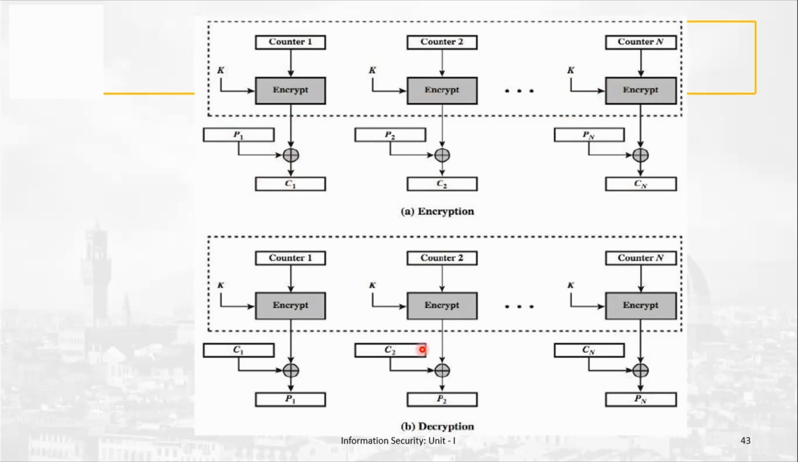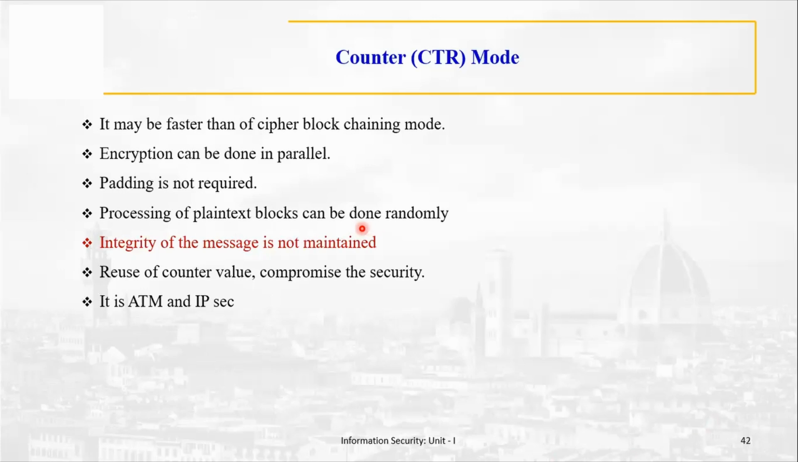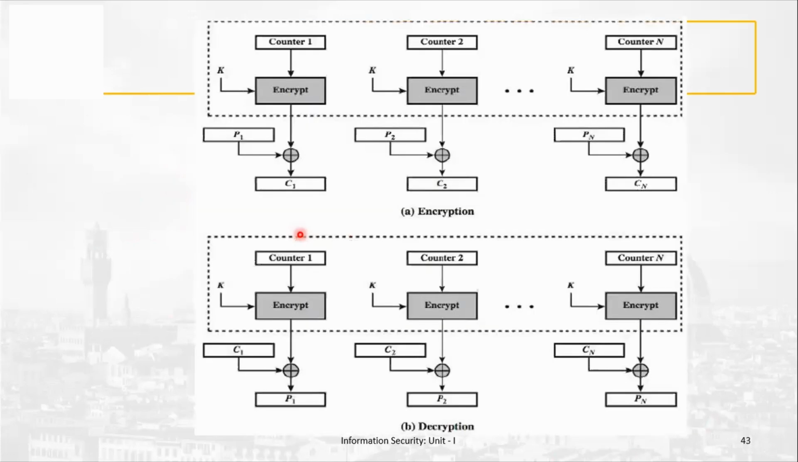So the counter method is faster. You don't require padding. Encryption can be done in parallel, and that's why it becomes faster. Processing of plain text can also be done in parallel. These are some of the advantages that you can read later. These are very simple things.